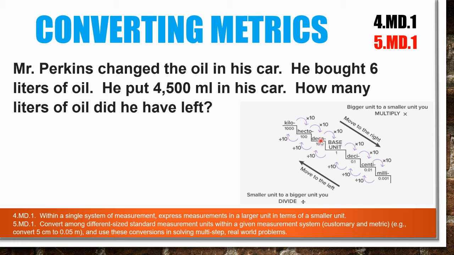Let's look at the fifth grade version. Mr. Perkins changed the oil in his car. He bought 6 liters of oil. He put 4,500 milliliters in his car. How many liters of oil did he have left? Oh, so I need to take this 4,500 milliliters, which will put me right here, and find out how many liters that is. So we're going to start with 4,500 divided by 10.